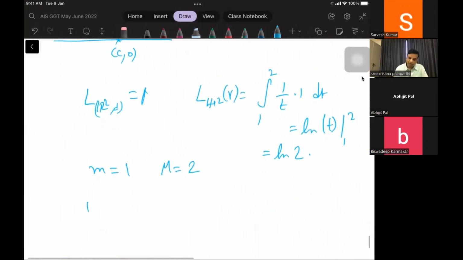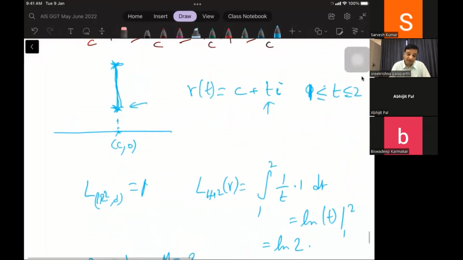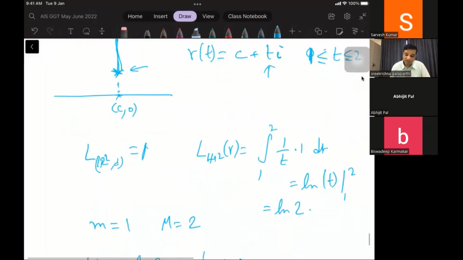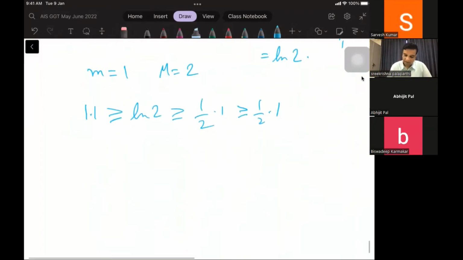Okay, so in this case, the verification of that inequality in that proposition will look like 1 times 1 is greater than or equal to ln2, which is greater than or equal to 1 by 2 times 1, which is greater than or equal to the Euclidean distance between these 2 points, which is anyway 1. So this is 1 by 2 times. So that's fine. Okay, so that is a useful estimate in proving the following proposition.